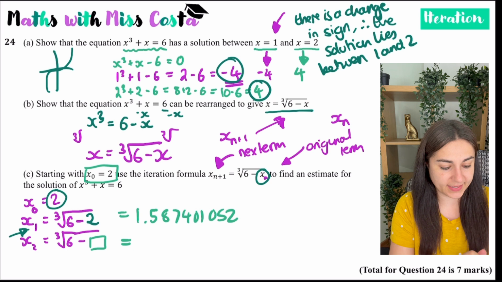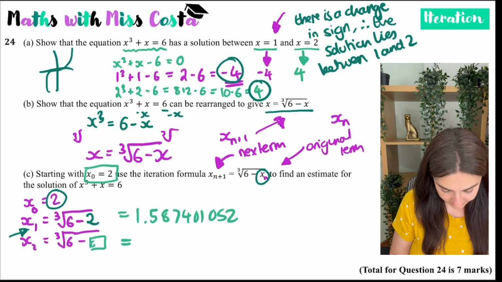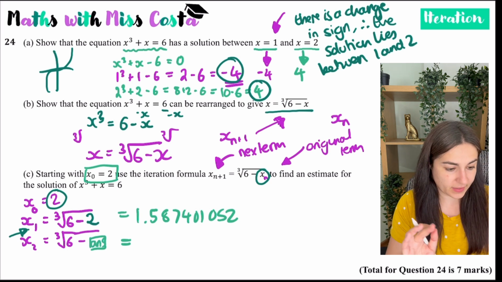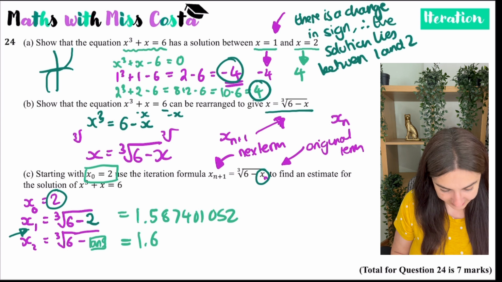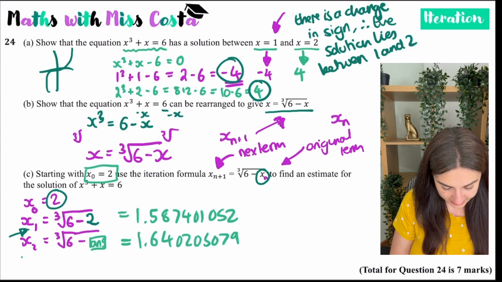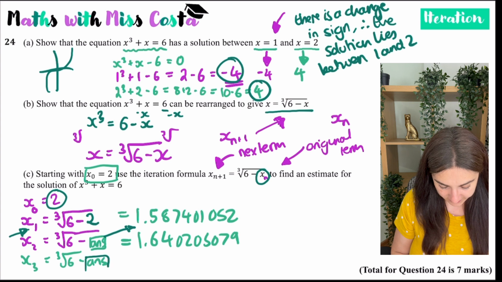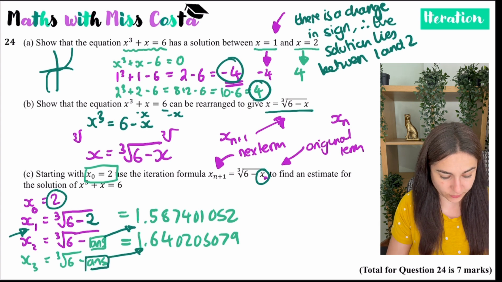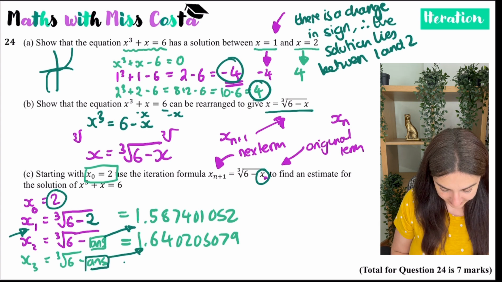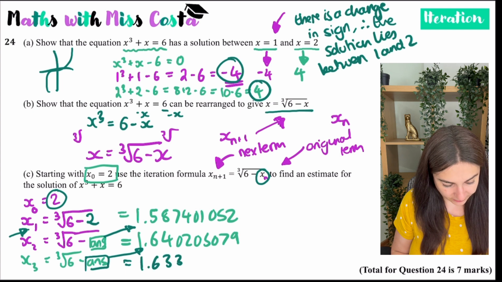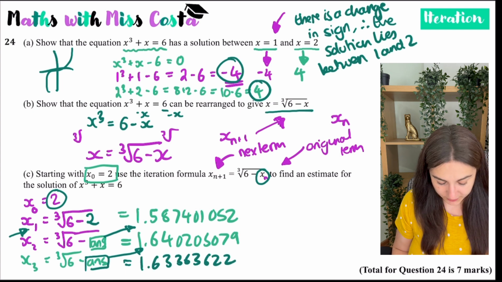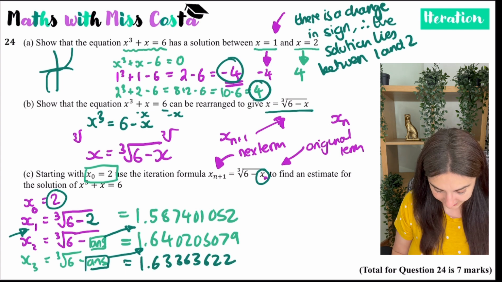And now what you do is you use the little arrows and you press delete where the 2 is, and instead you press answer. And then it automatically calculates it for you. So 1.640205079, and then x3 is going to be the same. Take away answer. So technically this is that, and this answer is that. The calculator has stored that for you. You just press equals, and it gives you 1.633636622.